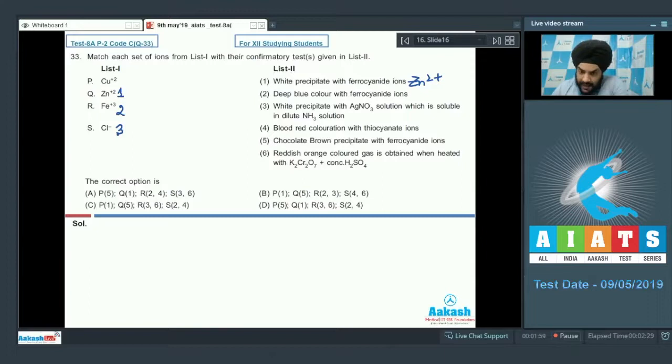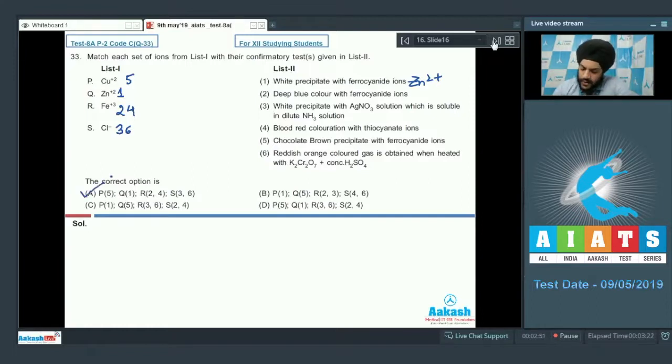If we talk about the fourth option now, which is that there is a blood red coloration with thiocyanate ions. So Fe3+ gives this test. So R will be matched with 4 as well. If we talk about the fifth one, chocolate brown precipitate with ferrocyanide ions. This is the test for cupric ions. So P will be matched with 5. And if we talk about the sixth one, which is a reddish orange colored gas obtained when heated with K2Cr2O7 with concentrated H2SO4, this is the chromyl chloride test for the chloride ions. So S will be matched with 6 as well. So this is the correct match for the species given, students. And we can clearly see that this is given correctly in the A option. So for this question, we have to mark the correct answer as option A.